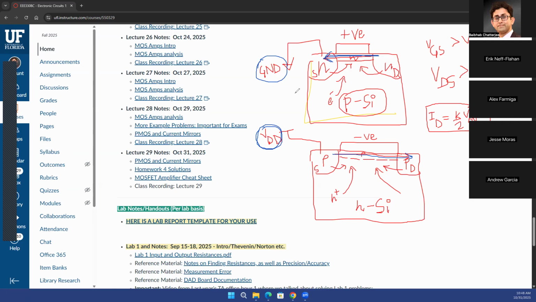Now, in terms of the equations, I'll again go through the details. I have the notes that are uploaded on Canvas. I'll go through them. But before that, I just want to very quickly talk about how you should think about the equations for a PMOS, and that will make things very clear.